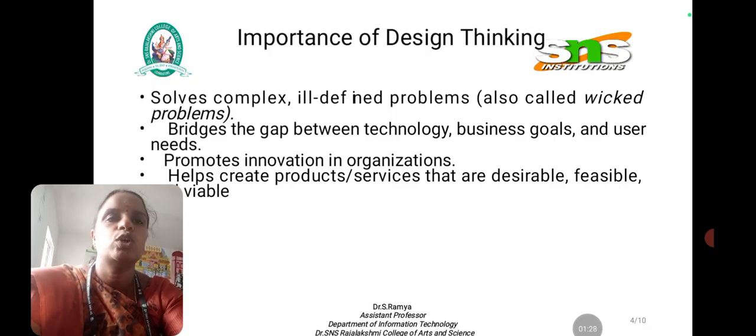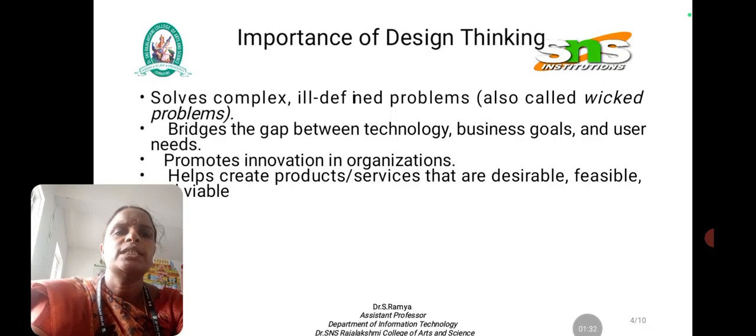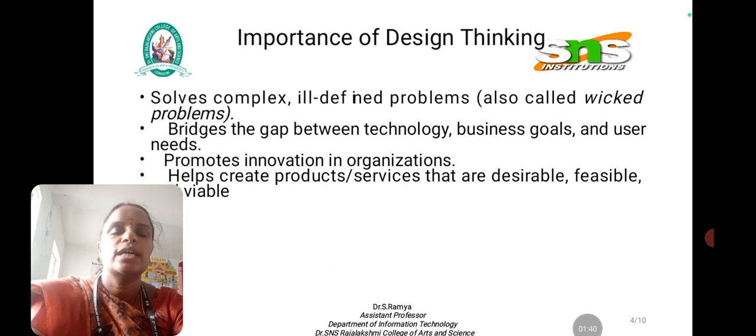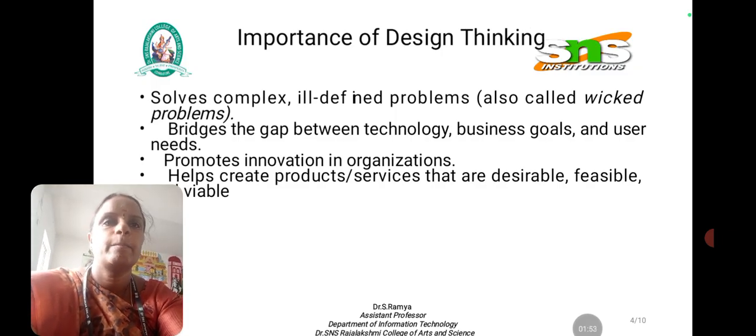The importance of design thinking is that it solves complex problems as well as ill-defined problems, which are also called wicked problems. It bridges the gap between technologies, business goals, and user needs. It promotes innovation in organizations. It helps to create products and services that are desirable, feasible, as well as viable. So these are the importance of design thinking.